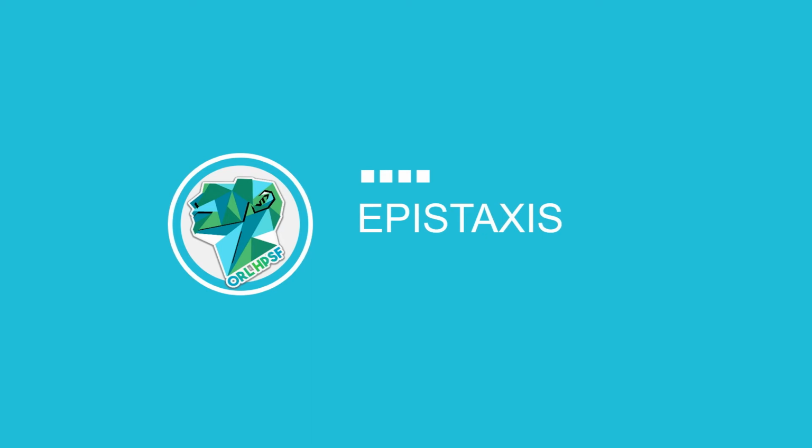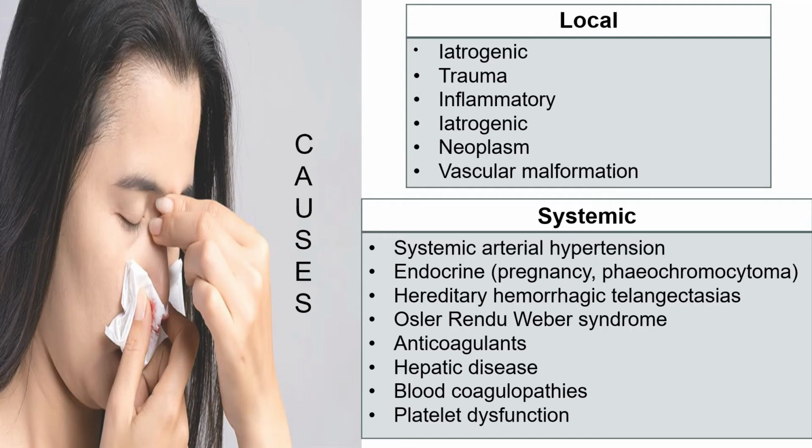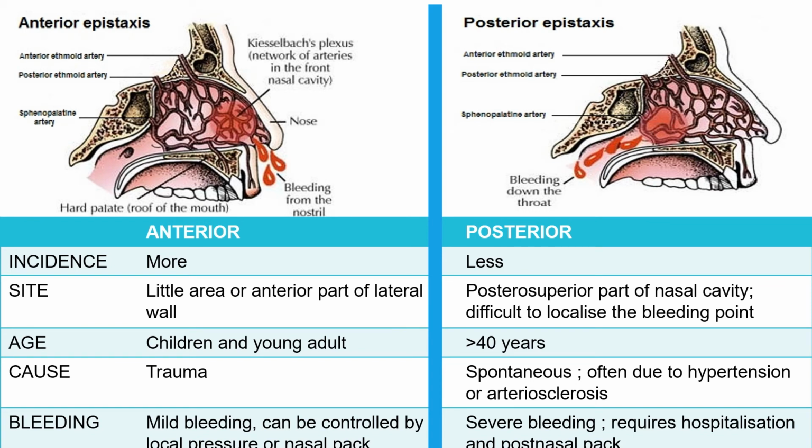Epistaxis is also a common ENT emergency referral. There are many causes which can be divided into local and systemic. So in the history taking, you need to rule out all these local and systemic causes. Epistaxis can be divided into anterior and posterior, whereby anterior is more common as compared to posterior. The site is also different, at Little's area for anterior, and it commonly occurs in children and young adults, whereas posterior epistaxis usually occurs in the elderly, usually due to hypertension or arteriosclerosis. And anterior epistaxis is milder bleeding as compared to posterior epistaxis.